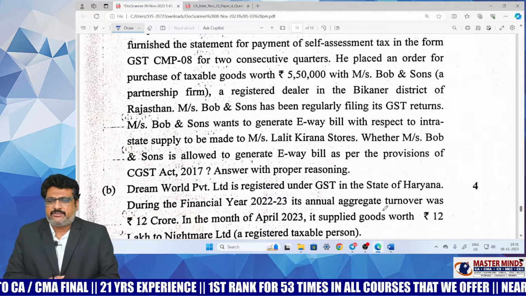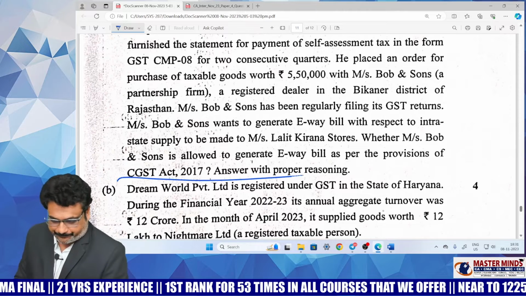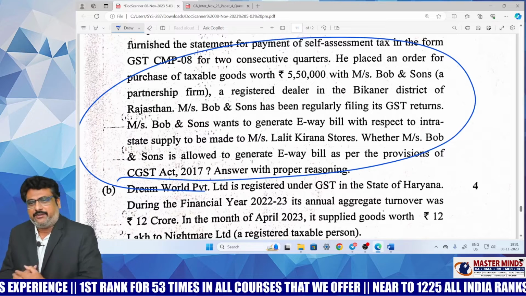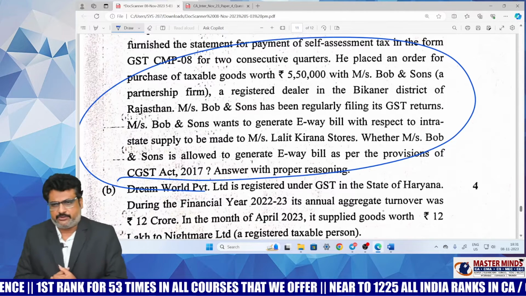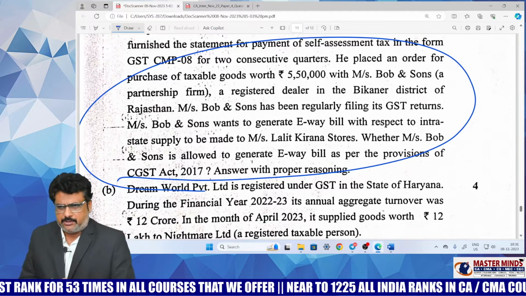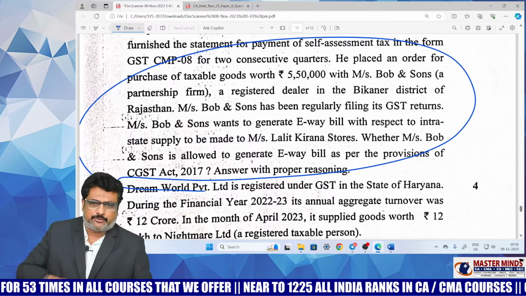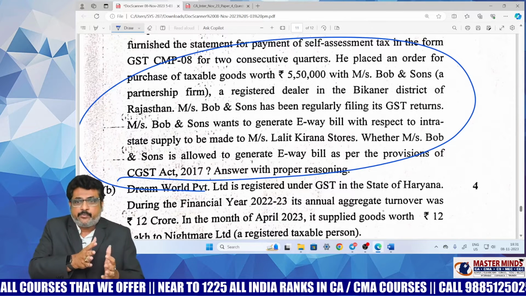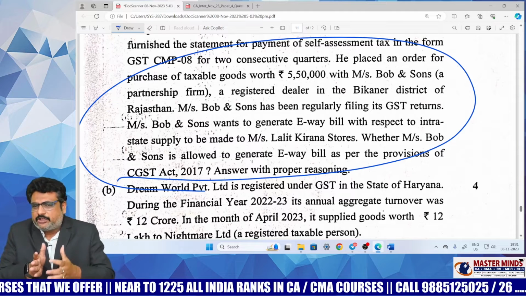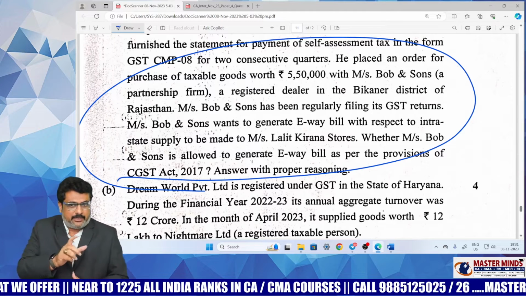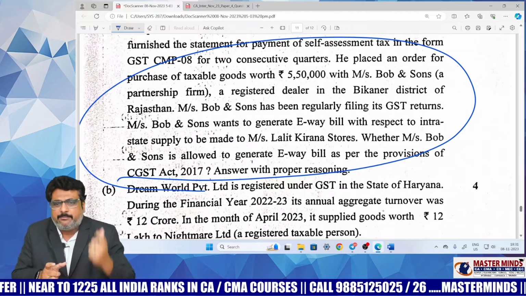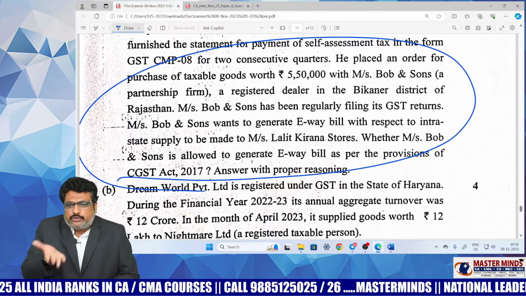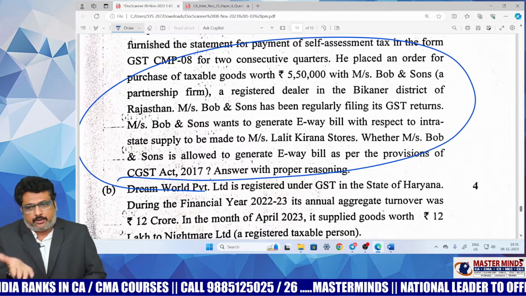This point was a tricky one, ma'am. Definitely the student will feel it is easy, but it is a tricky one. This question is very good. From the examination point of view, this was a very tricky question. When the student first looks at this question, he may think that it is focusing on when e-way bill generation can be blocked. But here the point is not when e-way bill generation will be blocked. The point here is under which capacity e-way bill generation is blocked, which is the main criterion.